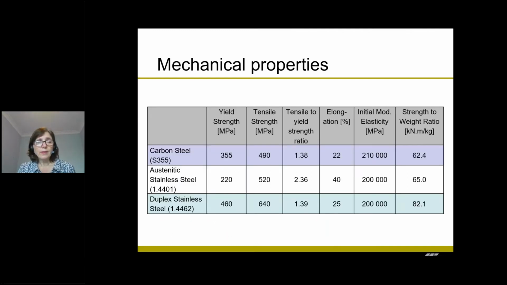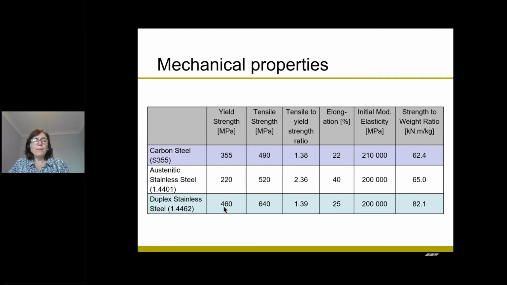I have summarized in this table the mechanical properties. So the purple row is carbon steel, and then the pale blue row gives you the Duplex stainless steel properties. So you can see why I was talking about, think of S460. Here we have the yield strength, 460 megapascals.